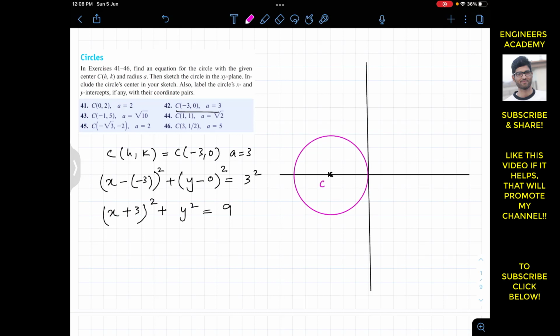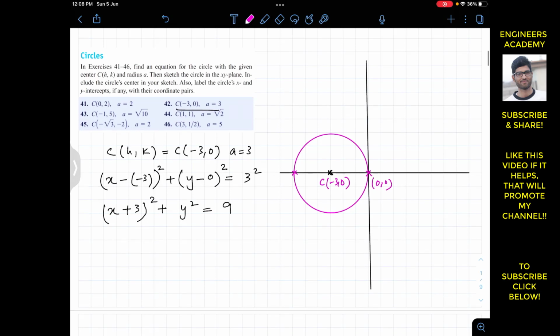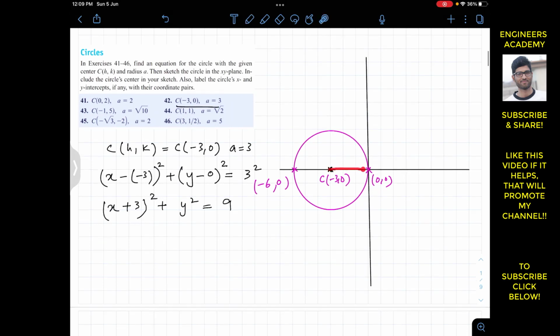So the center is at minus 3, 0, and the x and y intercept at this particular point is 0, 0, and this point is another x intercept. At this particular point the y coordinate is 0, and the x coordinate will be minus 6. Since we know that the radius is 3, this distance along the x-axis will be minus 6. This is minus 1, minus 2, minus 3, minus 4, minus 5, and minus 6. So the coordinates of this particular point are minus 6 and 0.